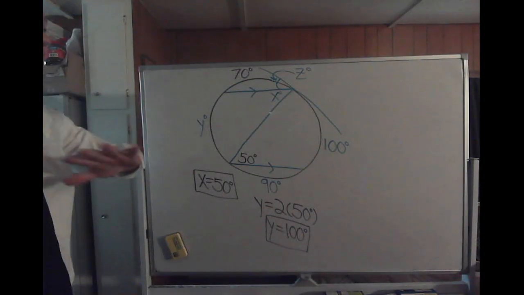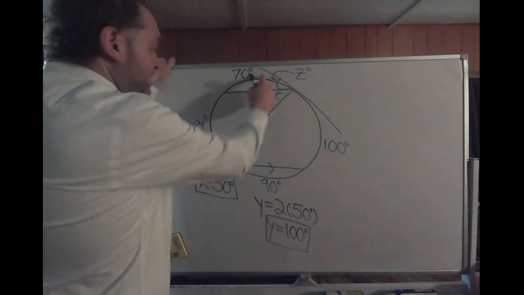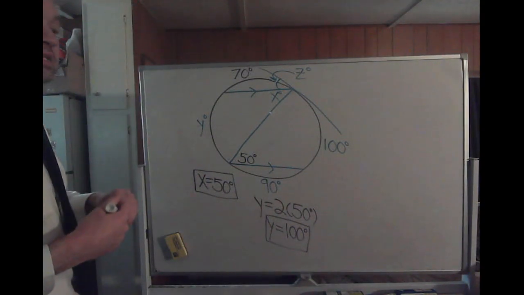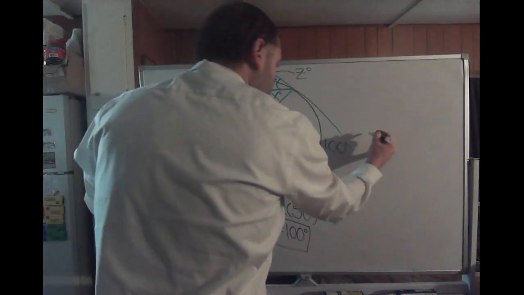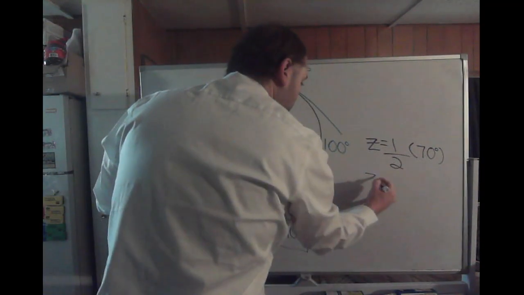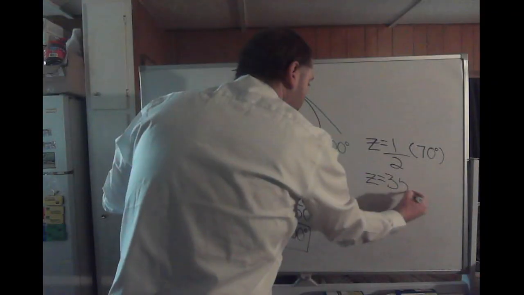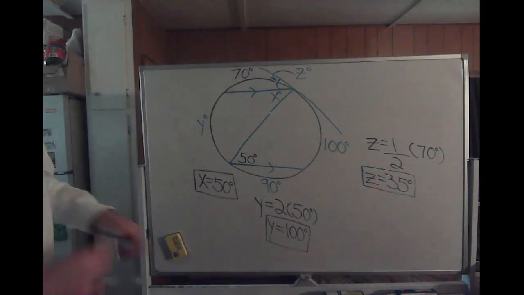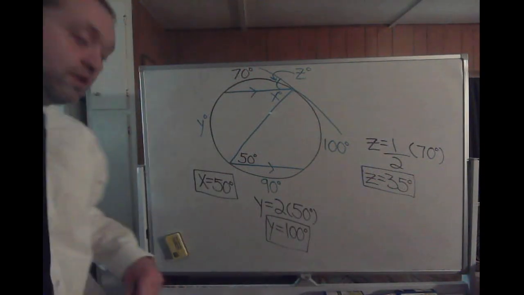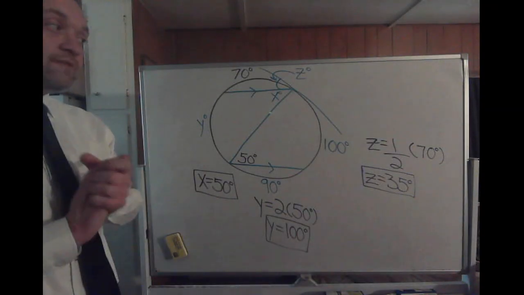Z is the inscribed angle that intercepts that arc due to a tangent line and this chord here. What do we know about that? When you have an angle like that, that is equal to half of the arc it intercepts. So Z would be equal to half of 70 degrees, which means what? Z is equal to 35 degrees. So in the end, you should get that x equals 50 degrees, y equals 100 degrees, and then z equals 35 degrees. So that's it for this lesson.